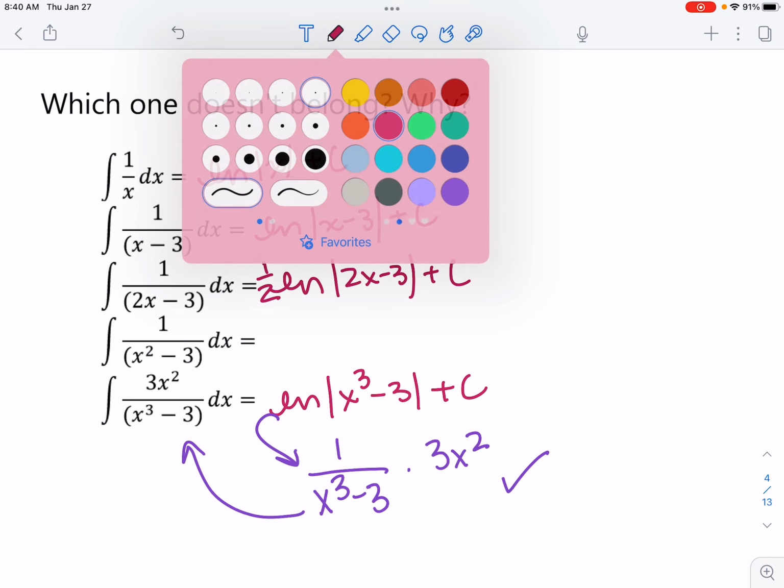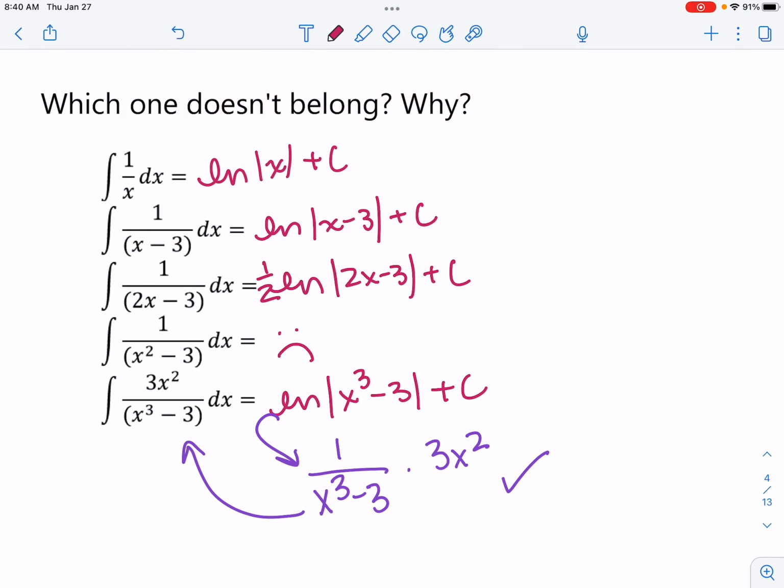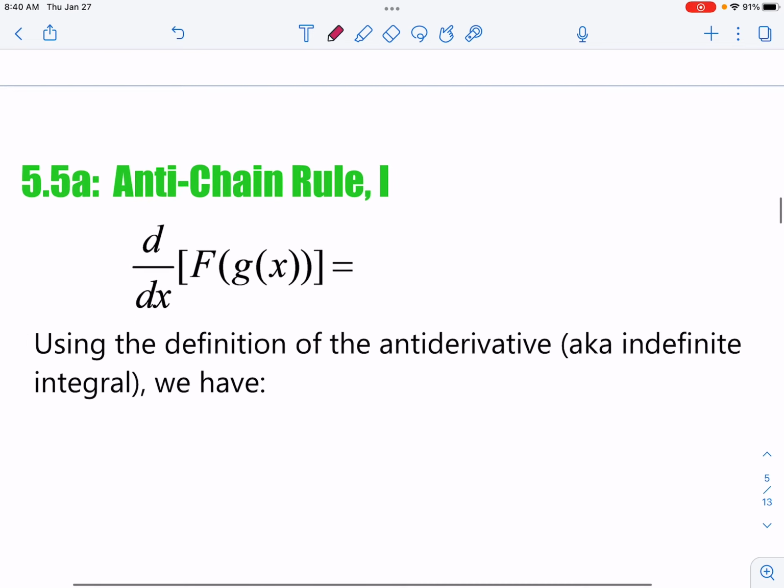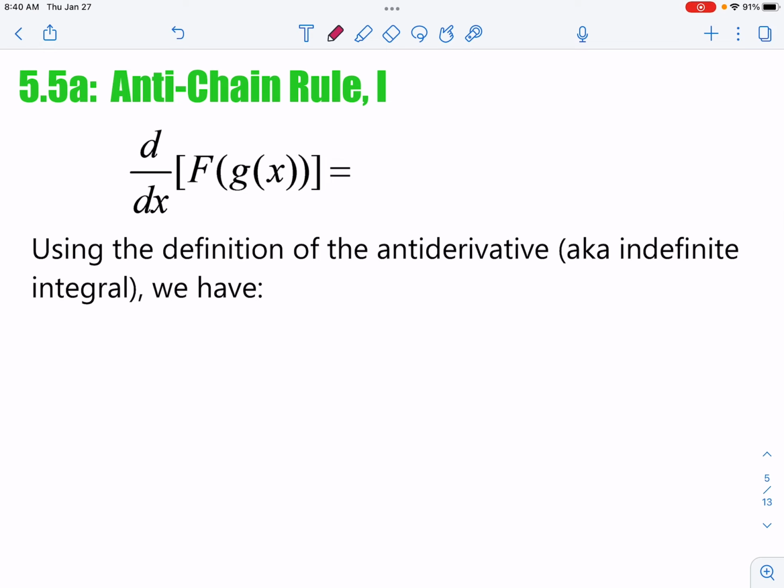So the fourth one here is the one that doesn't belong, and here's where we start to see, maybe for the first time, that going backwards, anti-deriving, is not as smooth as going forwards, as deriving, okay? In fact, there are functions that we cannot anti-derive. So today we're going to be looking at functions in this very special format where we can go backwards with chain rule, okay? So I'm calling this anti-chain rule.